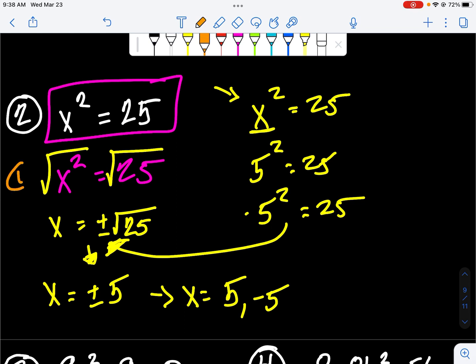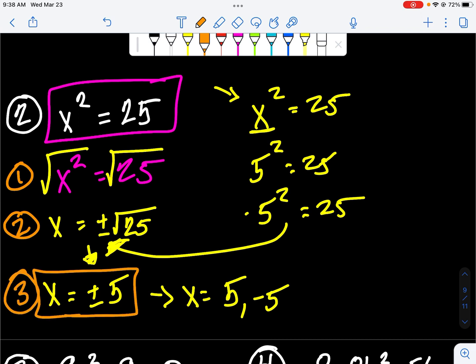I'd want to first see this, I'd want to see this, and I'd want to see this. This could be your final answer. If you leave your answer like this, that's fine. If you want to write it as 2 separate, I'm good with that too, but that is completely up to you.